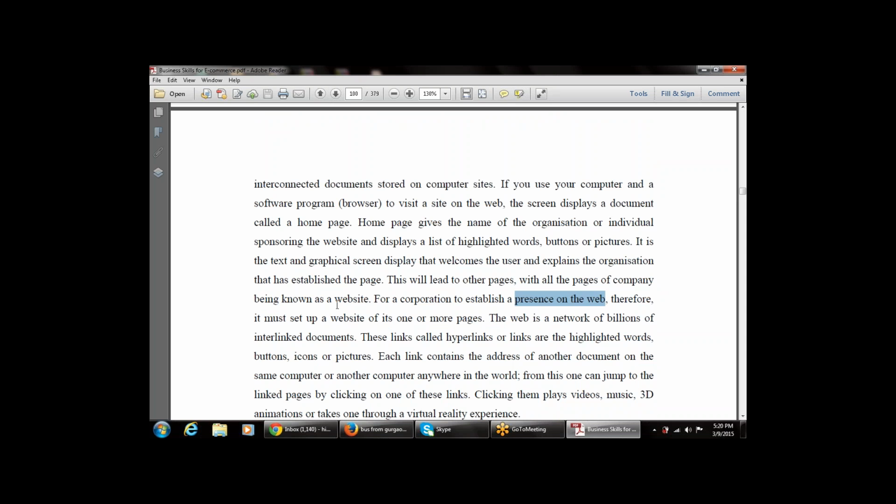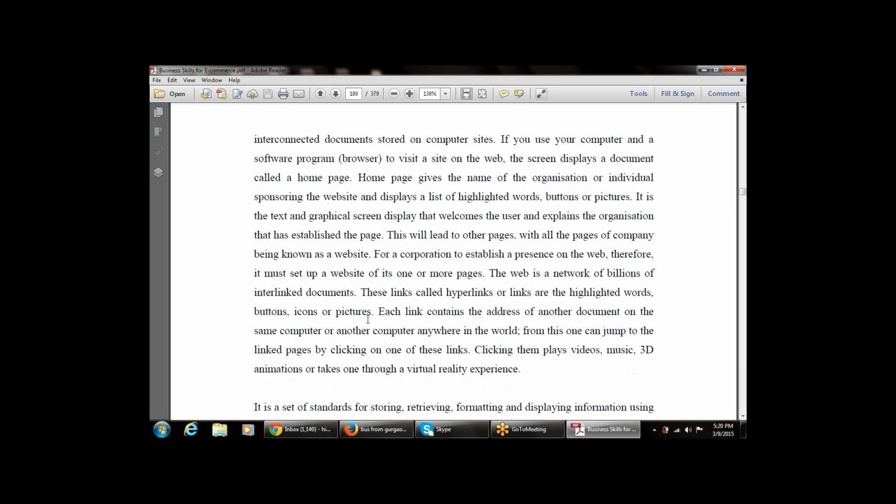For a corporation to establish a presence on the web, it must set up a website of its own, of one or more pages. The web is a network of billions of interlinked documents. This is the most important line. So the web is a network of billions of interlinked documents. These links are known as hyperlinks, which are highlighted words, buttons, icons or pictures.